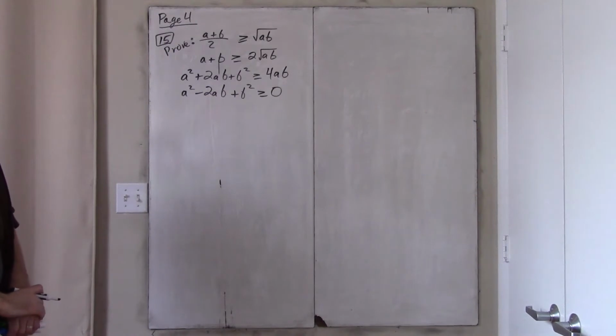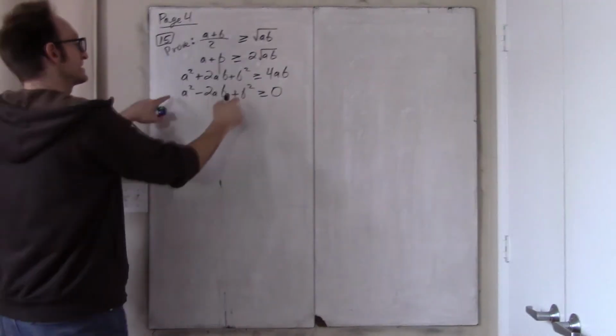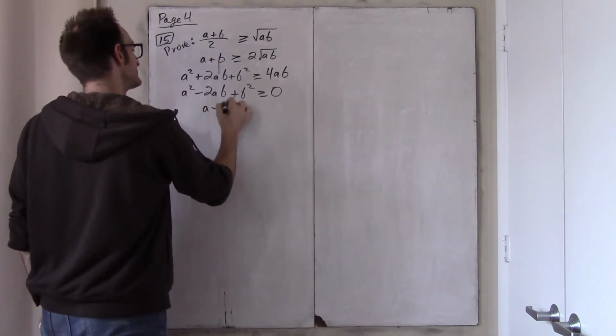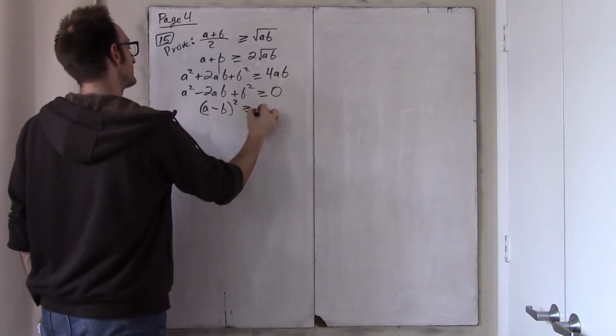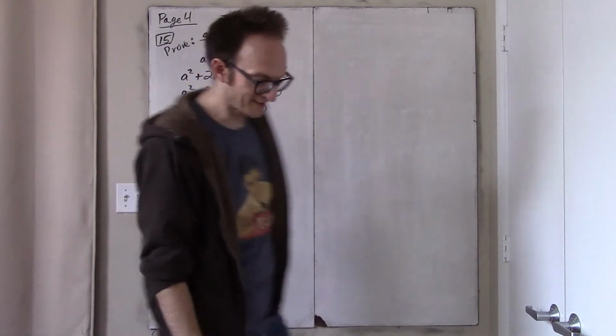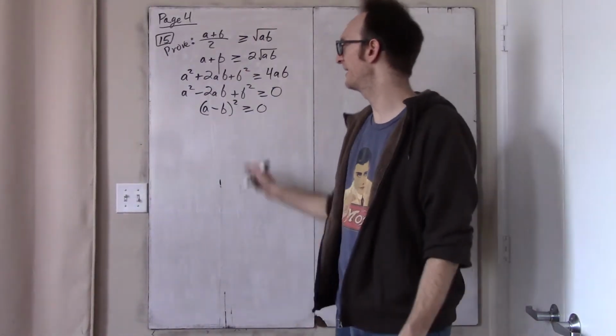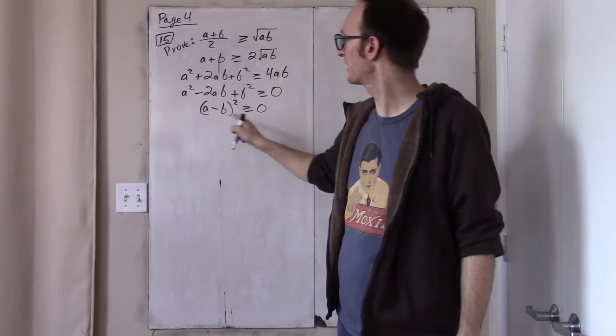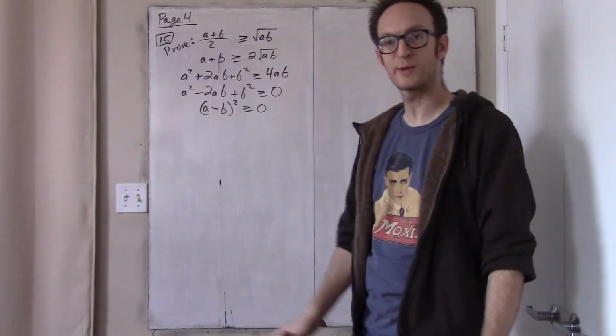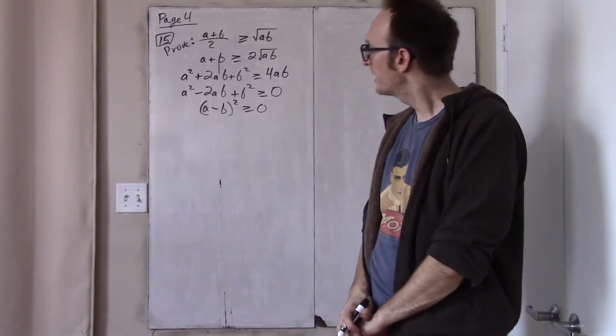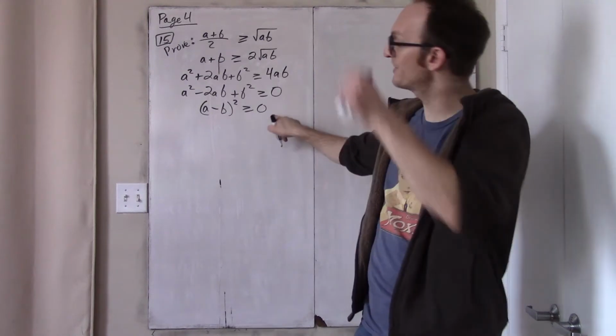And here's the thing. That's just true. Because this is a perfect square trinomial, that is (a minus b) squared is greater than or equal to 0. And so it's just a fact of numbers that when you square something, it's greater than or equal to 0. Therefore, this statement is just true.